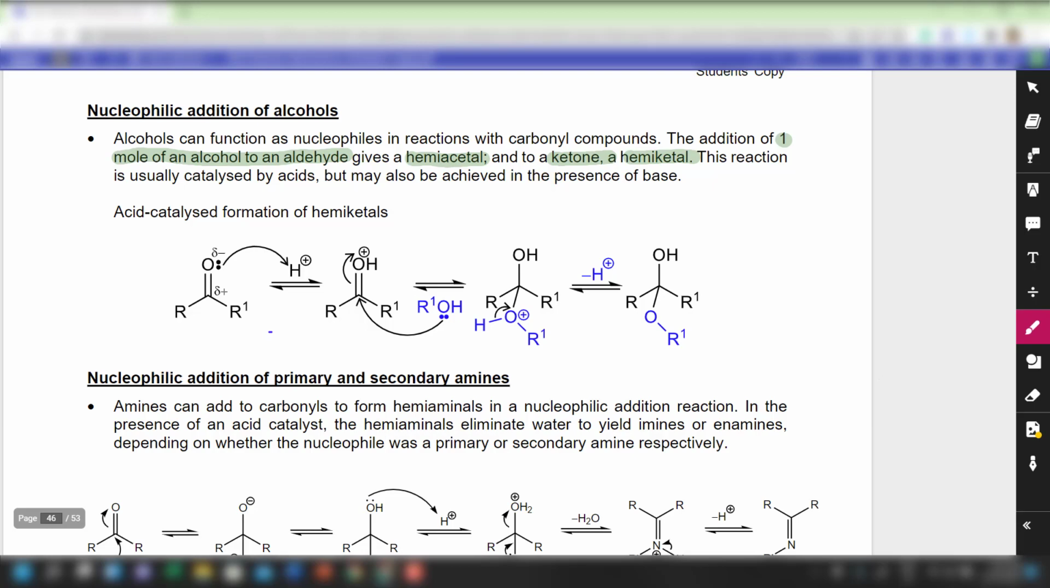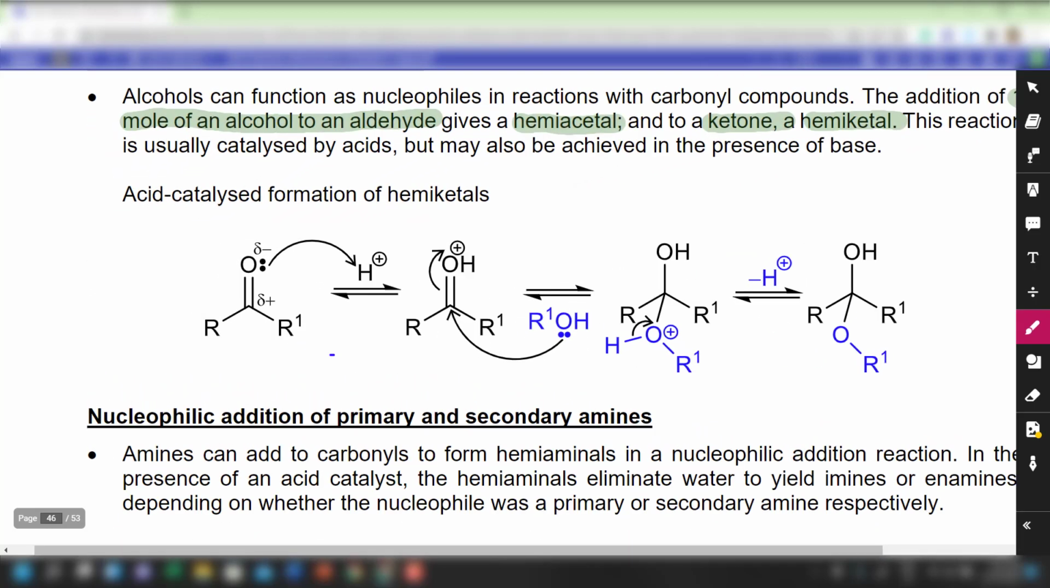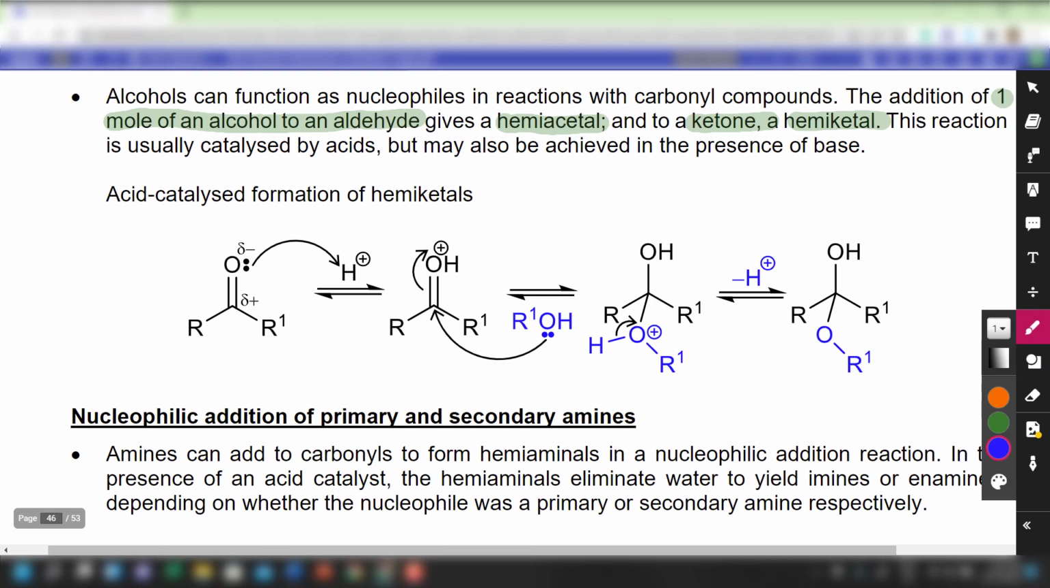Okay, so I'm going to show you the mechanism over here. Some of you might wonder, why is it that the carbonyl oxygen must be protonated first?